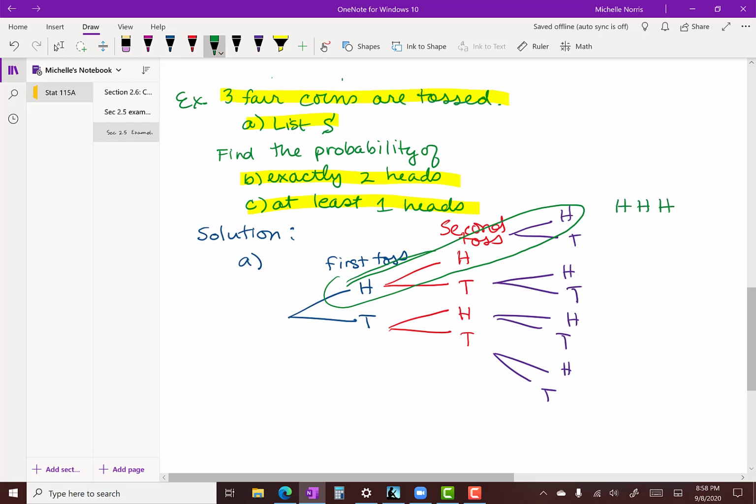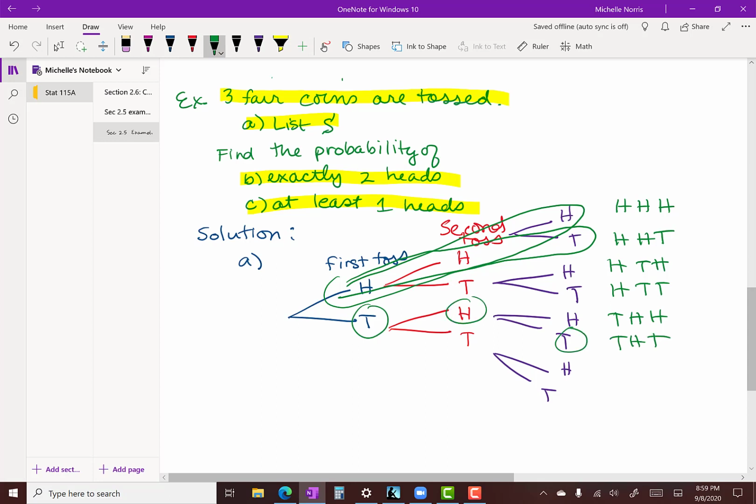The next branch would be heads, heads, tails, then heads, tails, heads, heads, tails, tails, tails, heads, heads, tails, heads, tails, tails, tails, heads, TTH, and TTT. So this is our sample space.